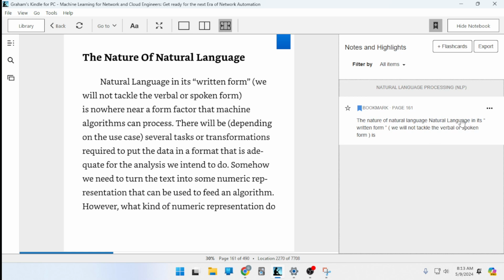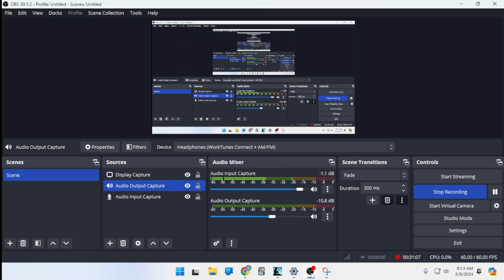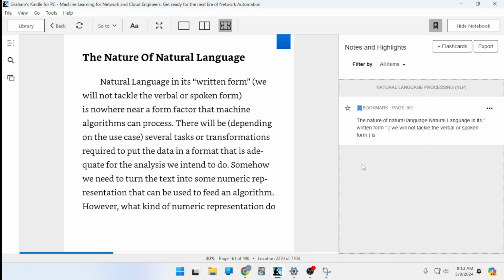All right, so the next section, and I'm on the over a half hour, but I've got some time this morning. The nature of natural language. Natural language in its written form, we will not tackle the verbal or spoken form, is nowhere near a form factor that machine algorithms can process.